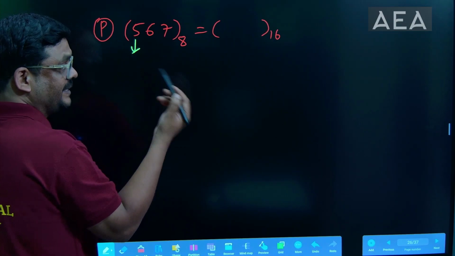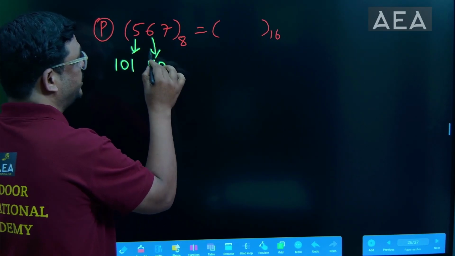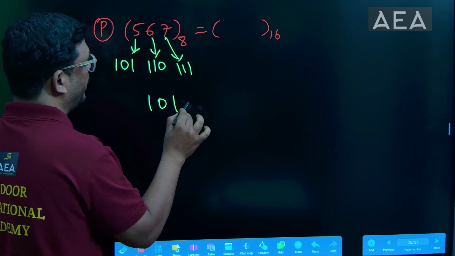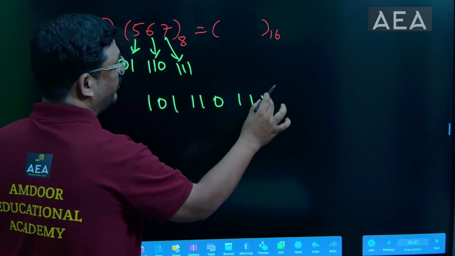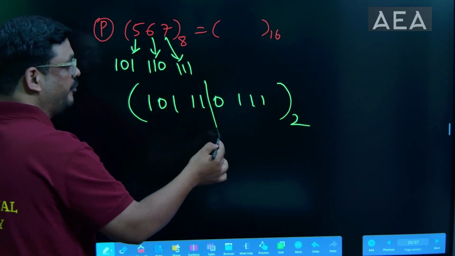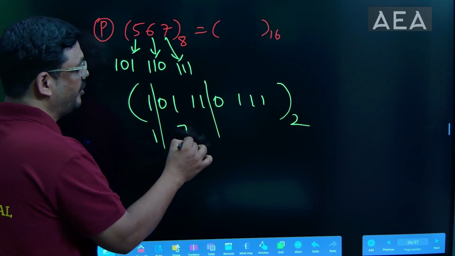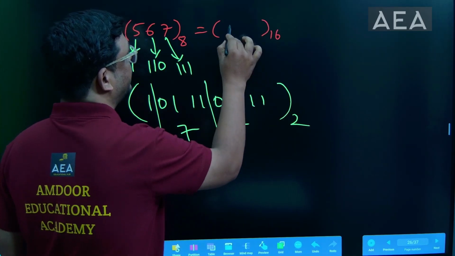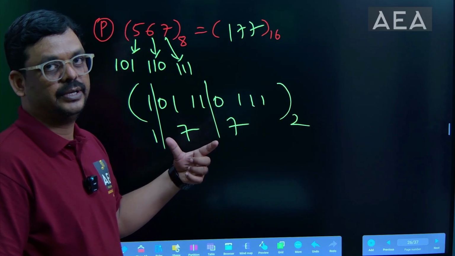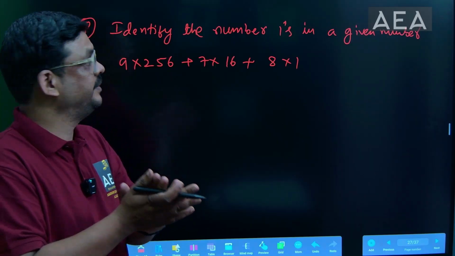Next, 567 into hexadecimal number system. Again, I'm writing this 5 in terms of binary format: 1, 0, 1. 6 in binary is 1, 1, 0. 7 in binary is 1, 1, 1. So 1, 0, 1, 1, 1, 0, 1, 1, 1. It is a binary number system. Later convert into hexadecimal. Divide the complete number in 4-bit format like this. Then what is the equivalent value? 1, 0, 1, 1 is 11, which is B, and 0, 1, 1, 1 is 7. Then the equivalent hexadecimal number is 177. Simple conversion technique.